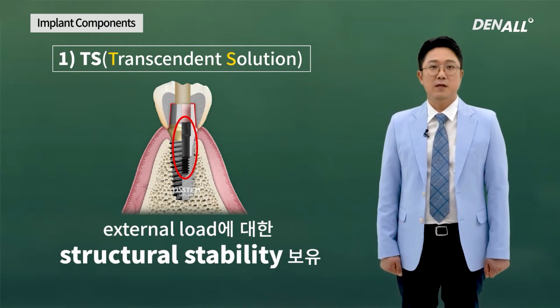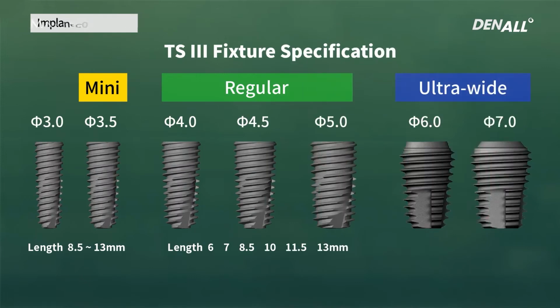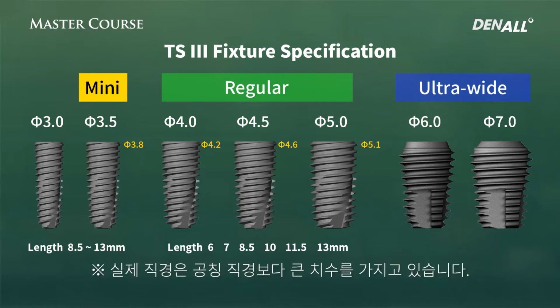The most widely used implant, TS implant's basic specifications are as follows: mini, regular, and ultra-wide. And depending on the surgical site, you need to choose the appropriate size and do the placement. The actual diameter is larger than the nominal diameter. The reason will be discussed in the next lecture.